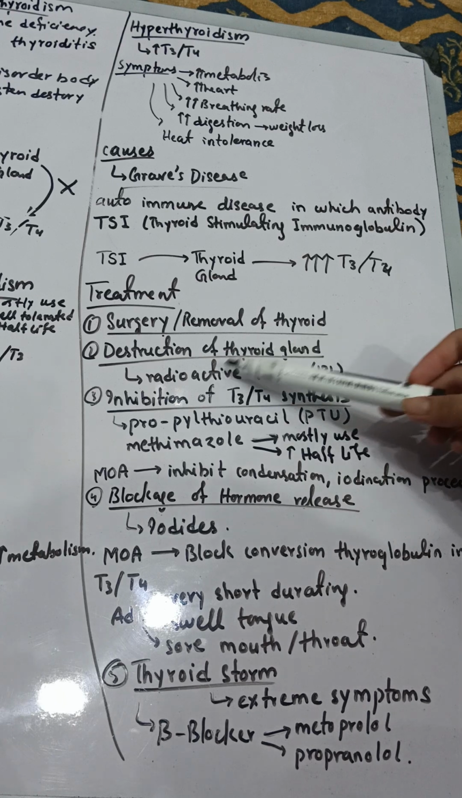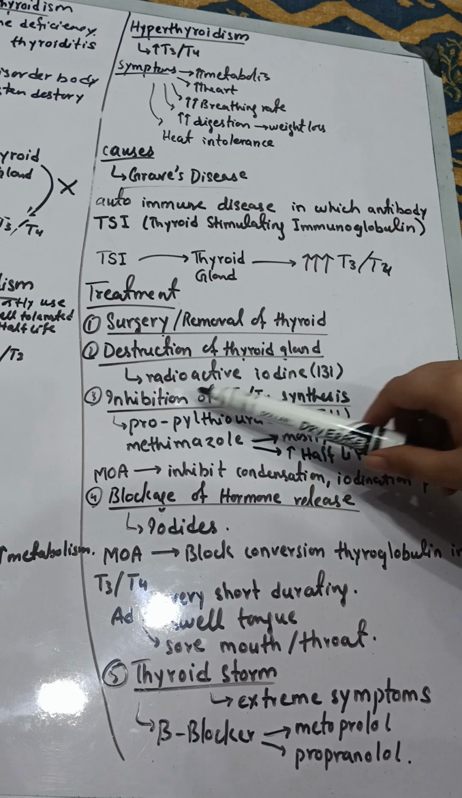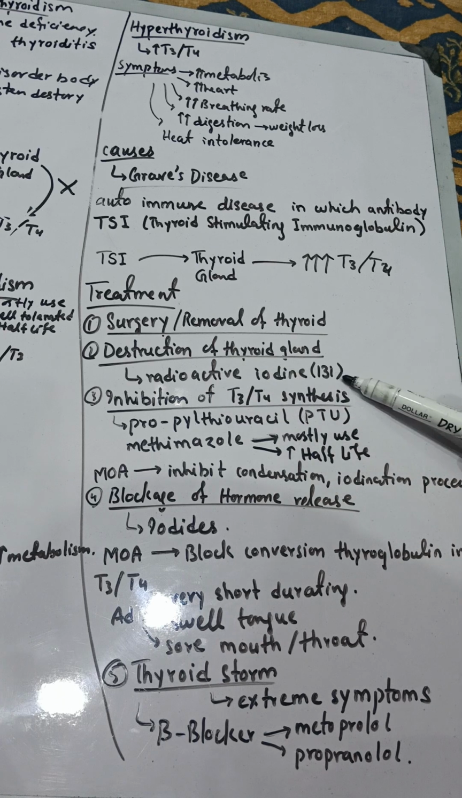Second is the destruction of your thyroid gland. We will give a kind of treatment in which we destroy the thyroid gland. Once the thyroid gland is destroyed, no T3 and T4 are produced. And how will we destroy it? By radioactive iodine 131.